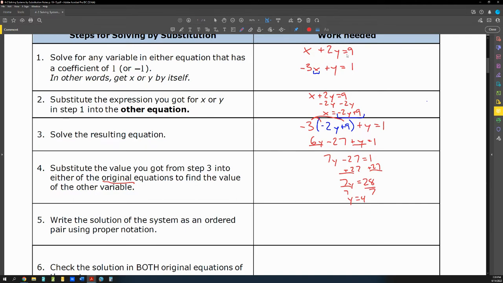It does not matter which equation you plug it into. I'm going to plug it into the second equation. So we have negative 3x plus y, but we know that y is equal to 4, equals 1. So we have negative 3x plus 4 equals 1. Subtracting 4 from both sides, we get negative 3x is equal to negative 3. And dividing both sides by negative 3, we get x is equal to 1.